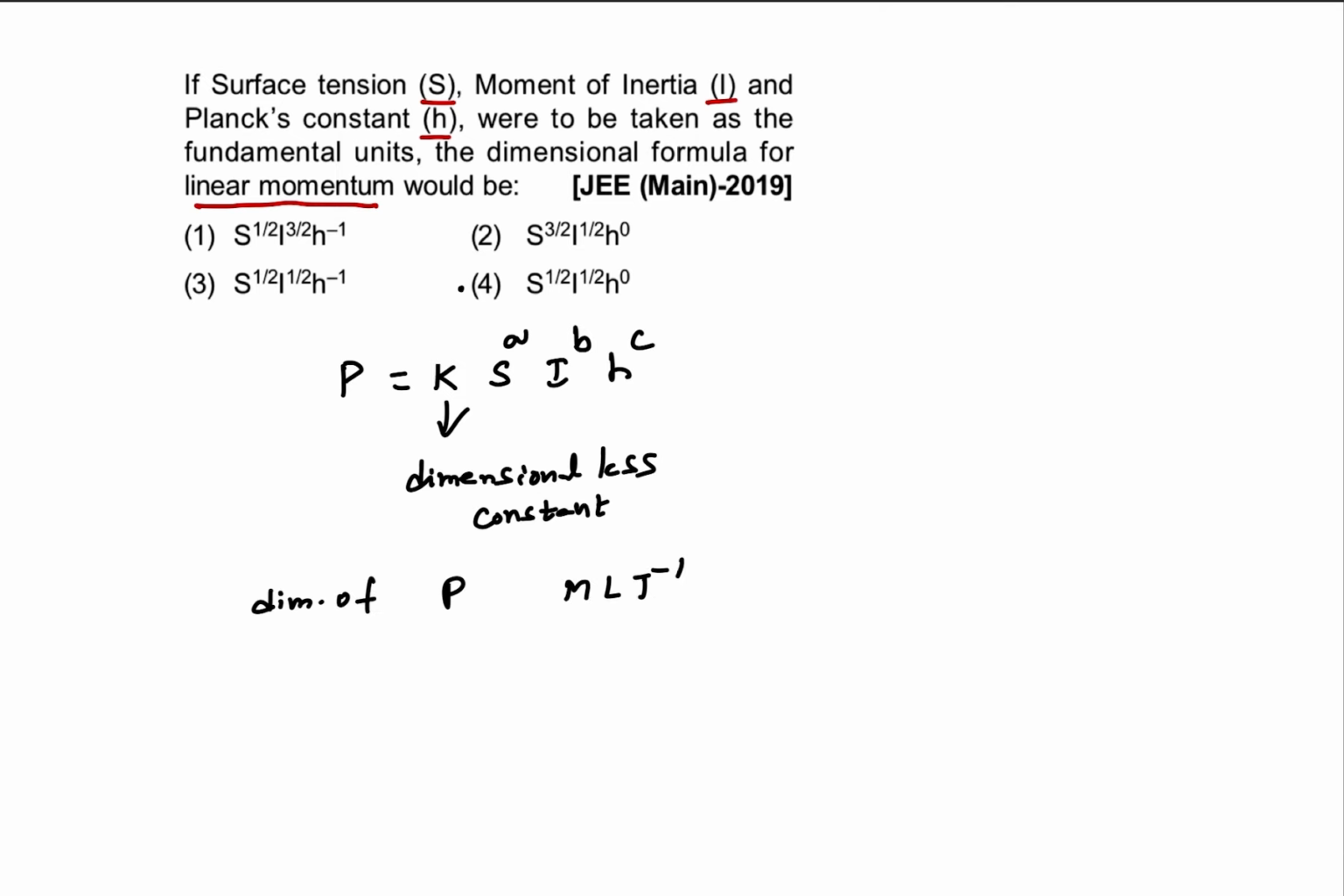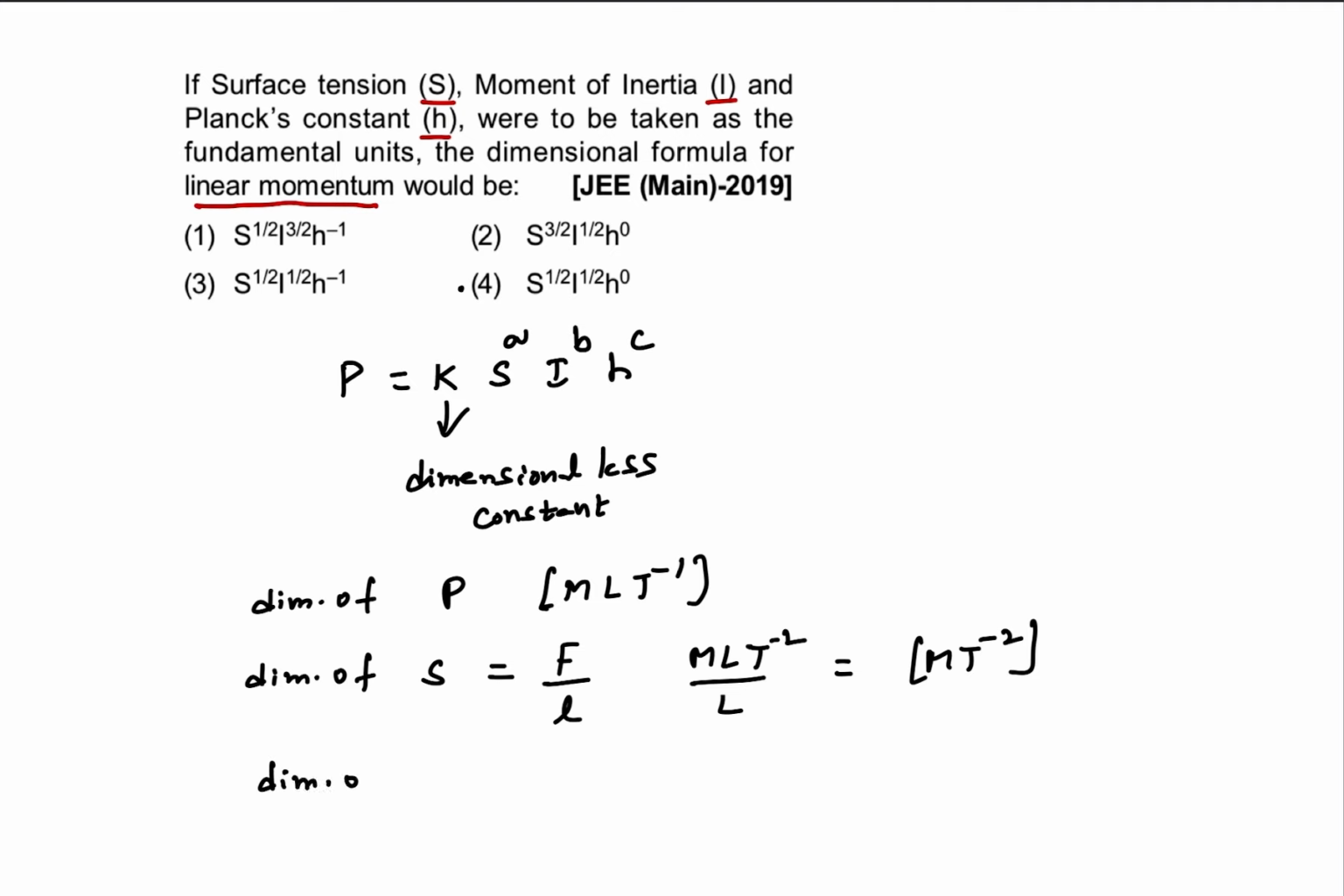Dimension of linear momentum, you can write M L T power minus 1. Whenever I am solving, you can also take a pen and solve this. Dimension of S, surface tension. What is surface tension actually? Surface tension you can write as force per unit length. You can write it as M L T power minus 2 divided by L. So finally you will get M T power minus 2. This is the surface tension dimensional formula.